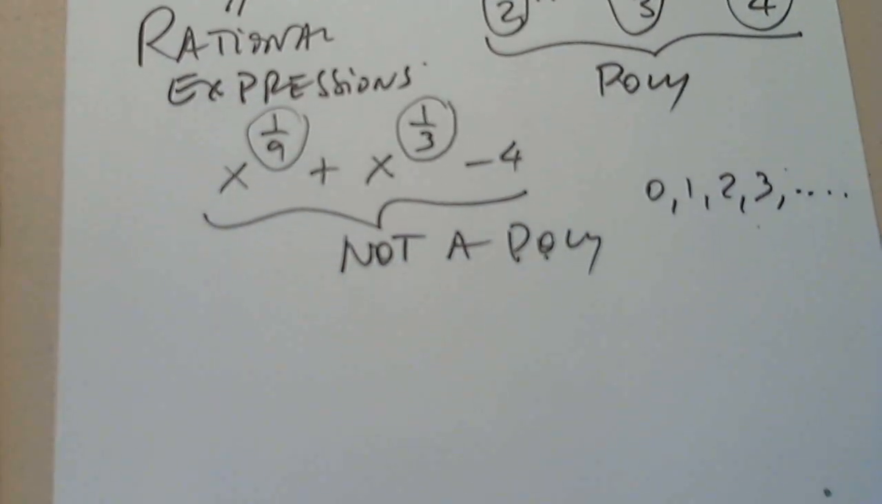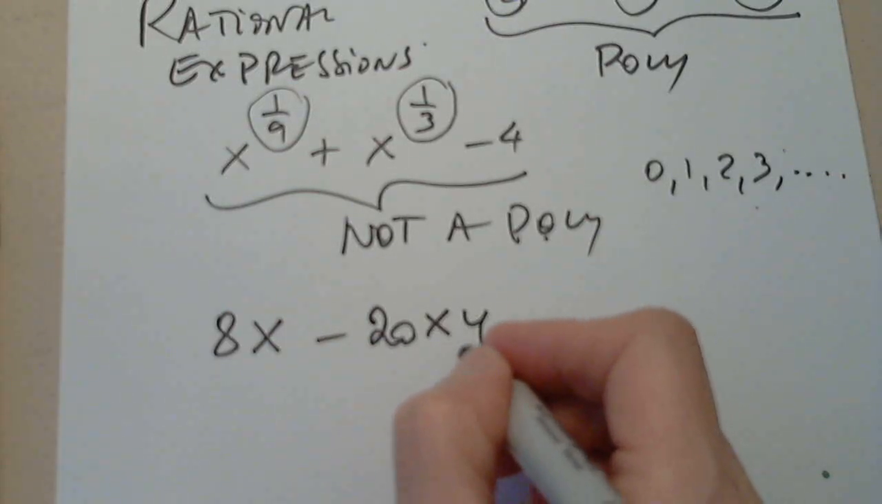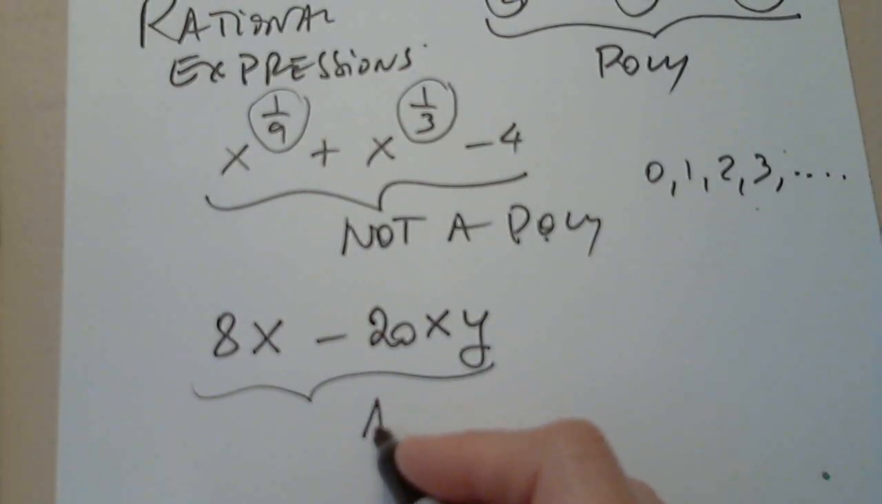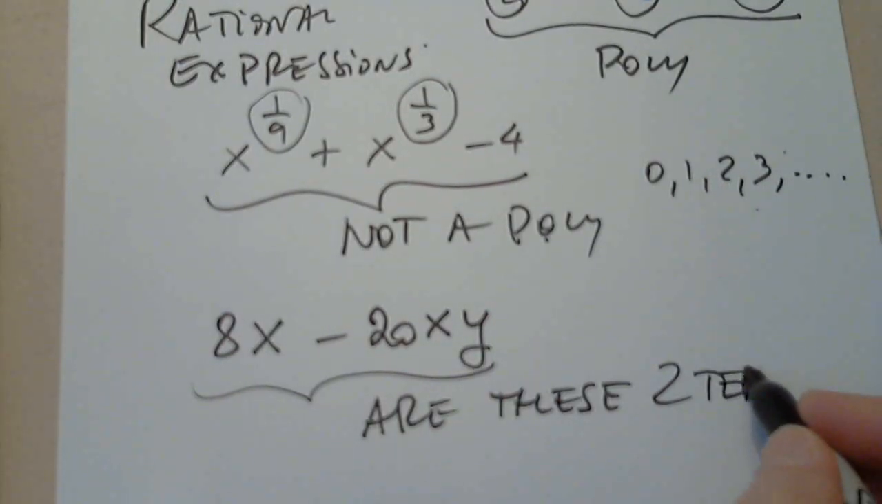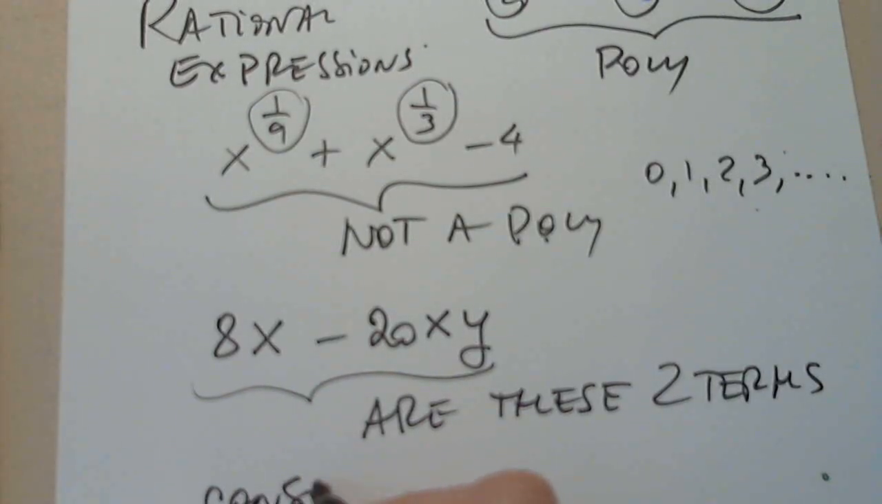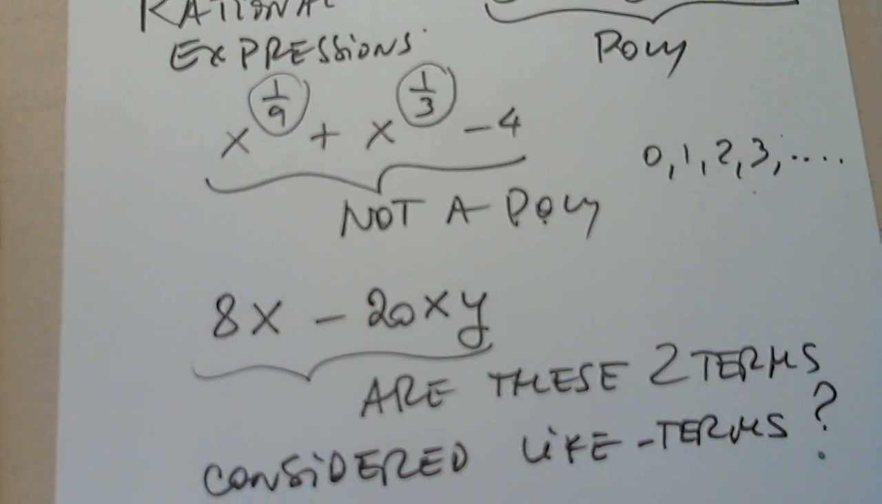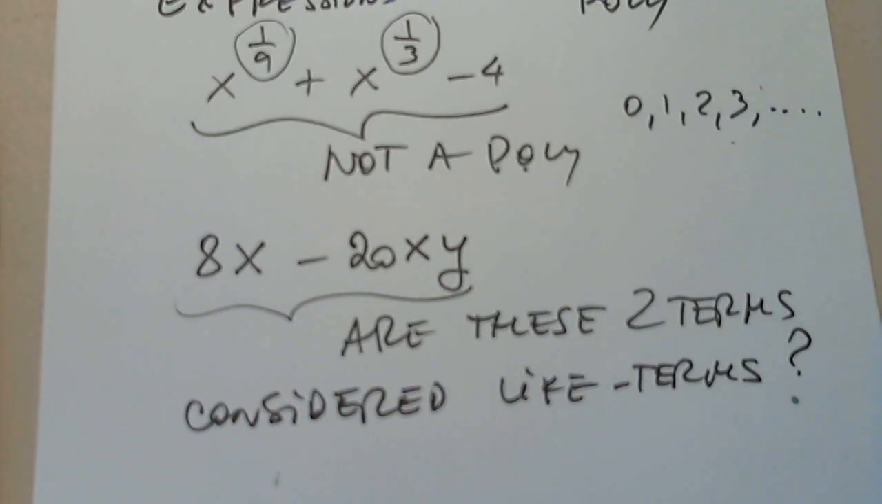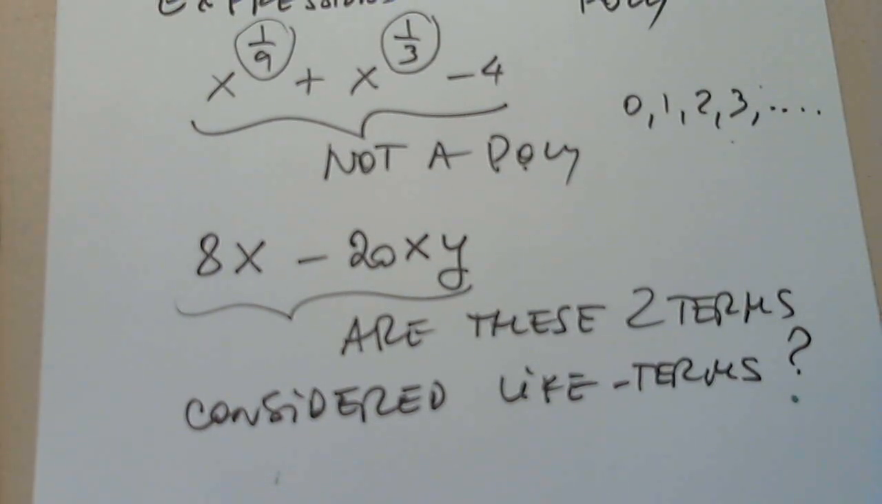Here's another question for you. If I want to add 8x to negative 20xy, are these two terms considered like terms? Can we add or subtract them? In this case, subtract them. This is new. You have not seen this before. So it's okay if you're wrong.